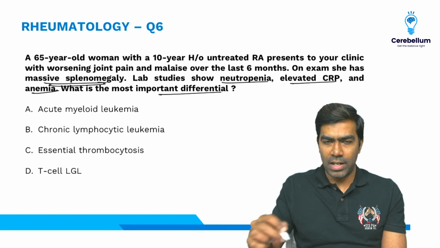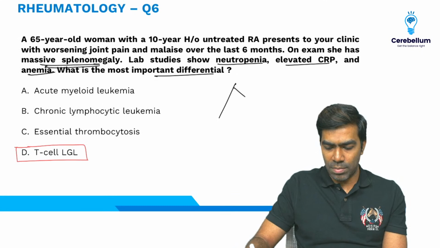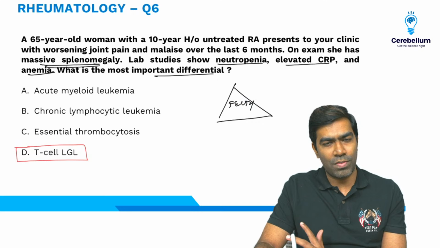The right answer for this question is T-cell LGL, that is T-cell large granular lymphocytic leukemia. Technically, what you're thinking about is something called Felty syndrome. That's what this patient is having. So what is the triad of Felty syndrome? Everyone should know about it. What is Felty syndrome technically?